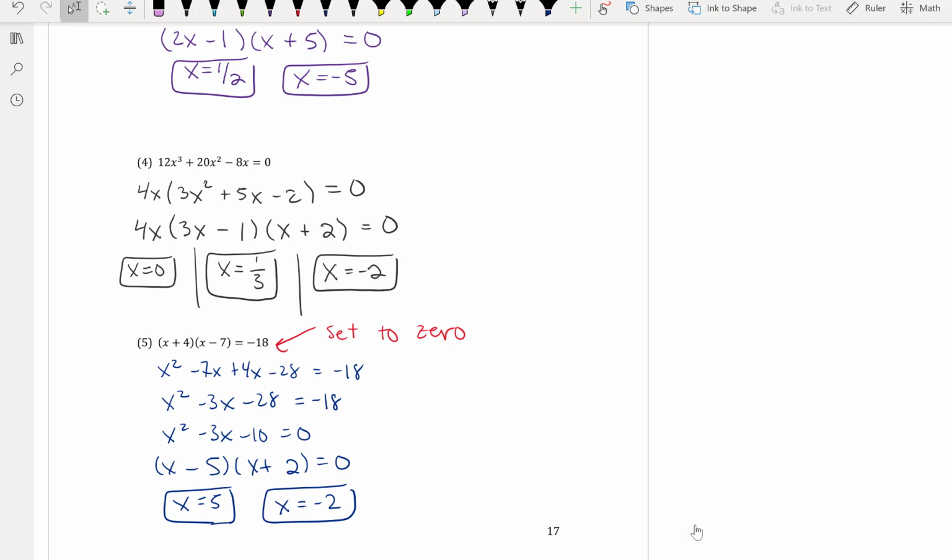For number 4, I had a GCF, so the greatest common factor was 4x. I pulled that out, and then I factored the inside. Again, you can do that either AC method or by guess and check. So you get 3 different answers, 0, 1/3, and negative 2.